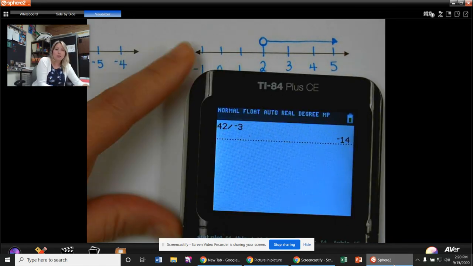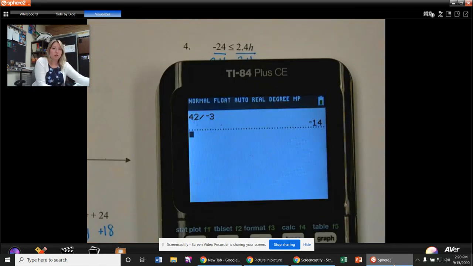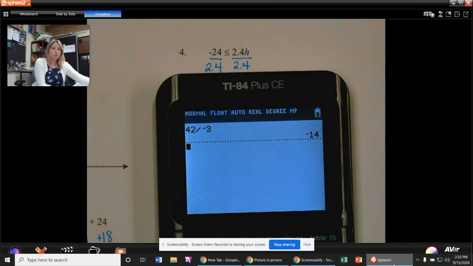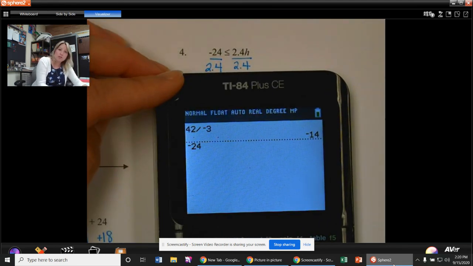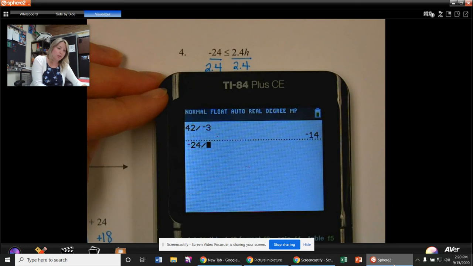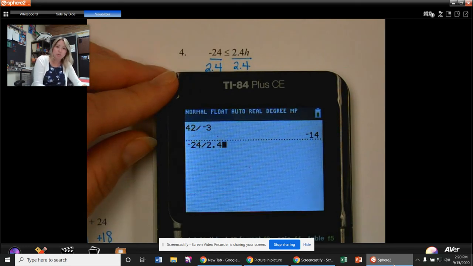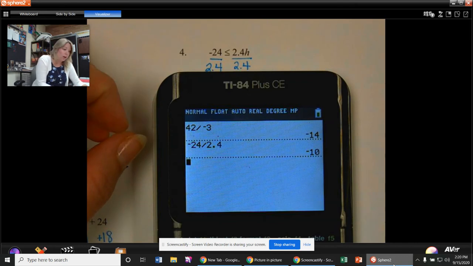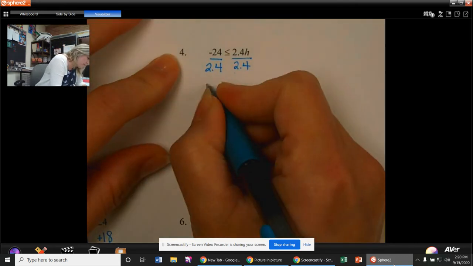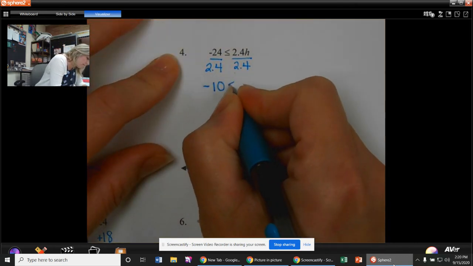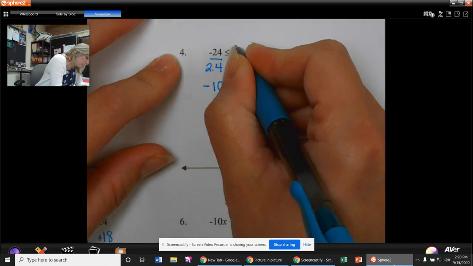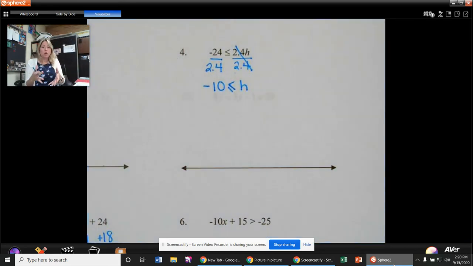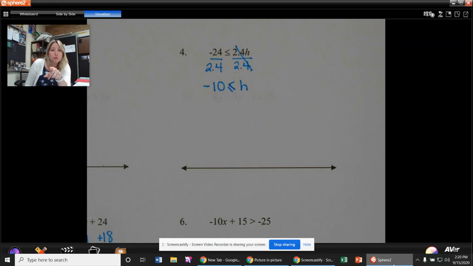Just to give you guys an idea, I'll pull my graphing calculator up. Eventually it'll be on my calculator or on my computer screen, but they still haven't put my emulator up. Okay, so negative 24 divided by 2.4, I get negative 10. And these canceled out and gave me my 1H. But I don't like reading it this way. It's harder to put on the number line.